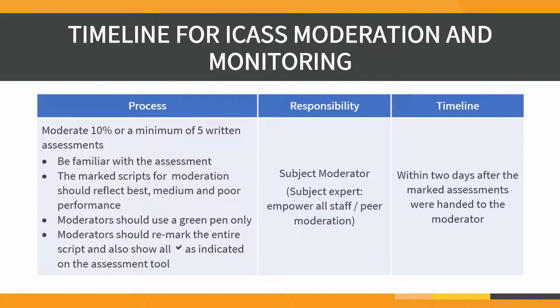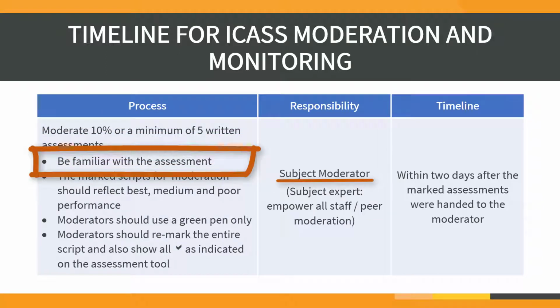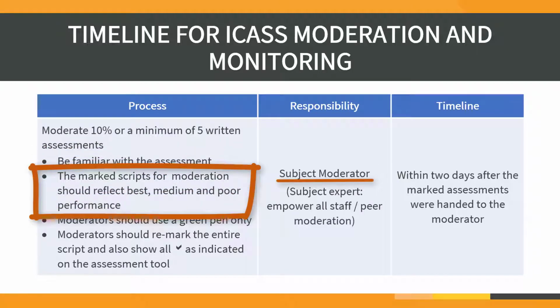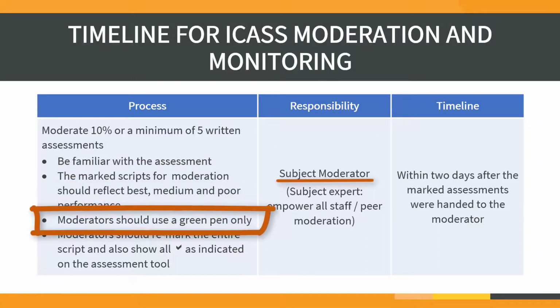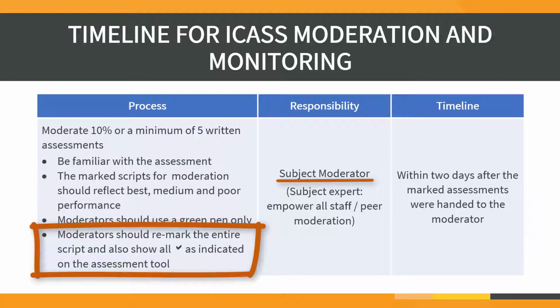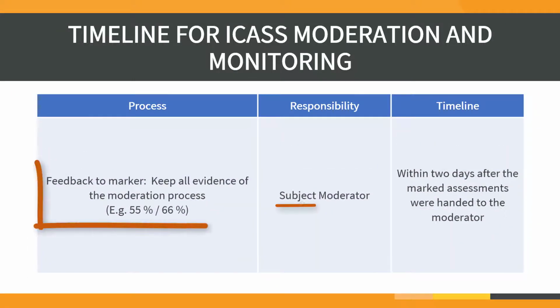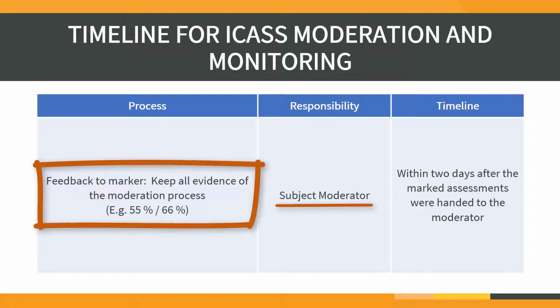Timeline for ICAS moderation and monitoring. Moderate 10% or a minimum of 5 written assessments. Be familiar with the assessment. The marked scripts for moderation should reflect best, medium, and poor performance. Moderators should use a green pen only. Moderators should remark the entire script and also show all ticks as indicated on the assessment tool. Give feedback to the marker. Keep all evidence of the moderation process, for example, 55% or 66%.